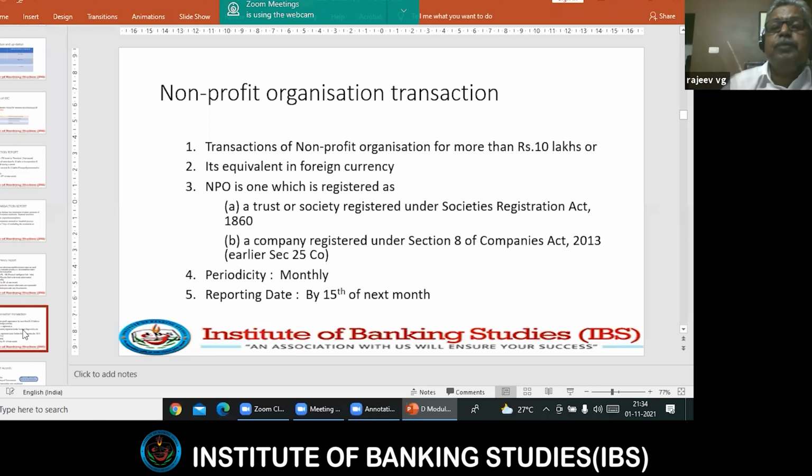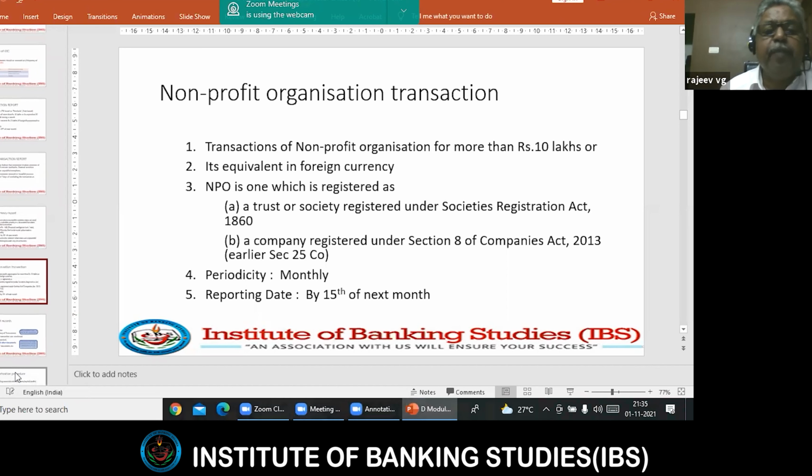Then in respect of non-profit organizations transactions, the organizations which are meant not for profits, if the remittances received by them or the transactions in the accounts are more than 10 lakhs or its equivalent in foreign currency, that also needs to be reported to FIU-IND, monthly periodicity and reporting date 15th.